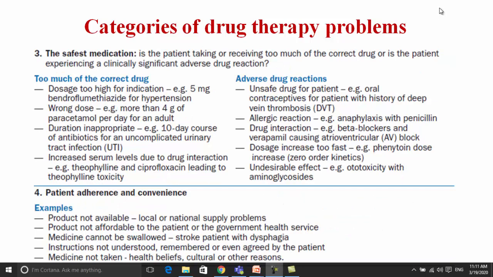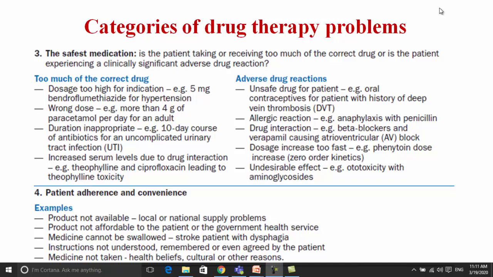The third category, the third big theme, is safety of medication. Is the patient taking or receiving too much of the correct drug, or is the patient experiencing a clinically significant adverse drug reaction? So too much of the correct drug: dosage too high for indication, for example 5 mg bendroflumethiazide for mild hypertension; wrong dose, for example more than 4 grams of paracetamol per day for an adult.